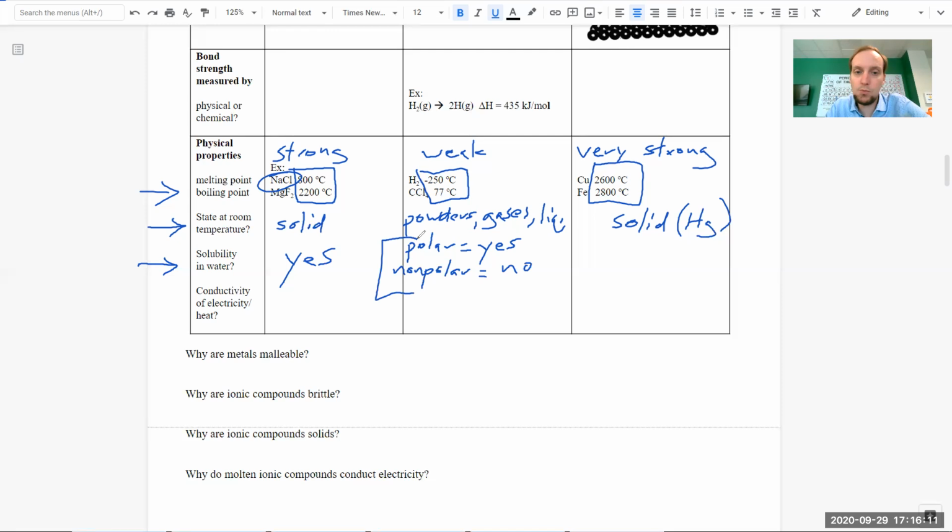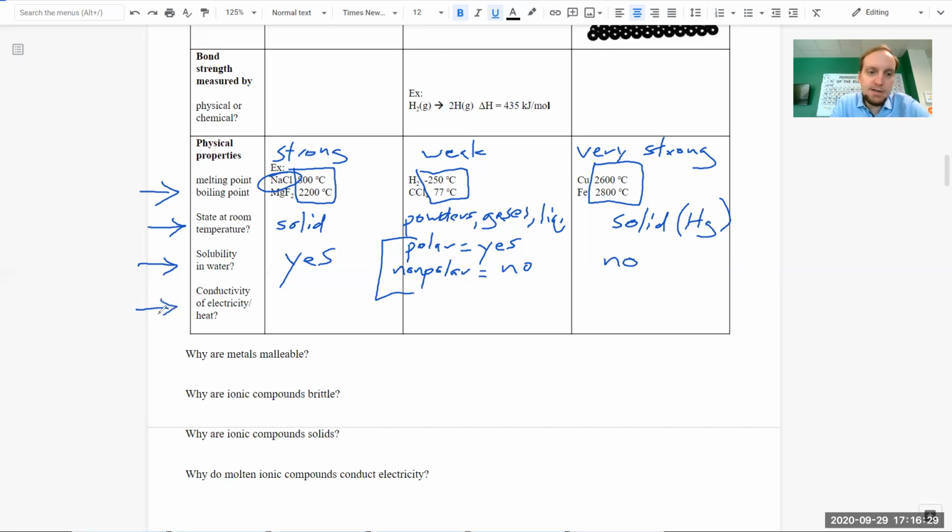If they're polar, which is an unequal sharing, they do dissolve. If it's non-polar, which is an equal sharing, I'm sorry, I can't think of a better word, then those do not dissolve in water. And does metal dissolve in water? Of course not. Metal does not dissolve in water.